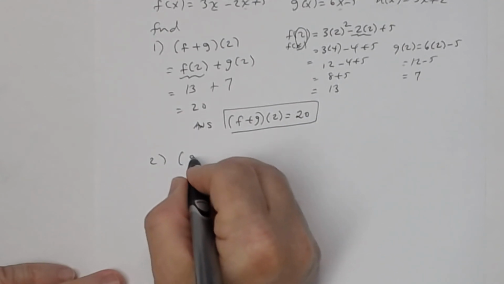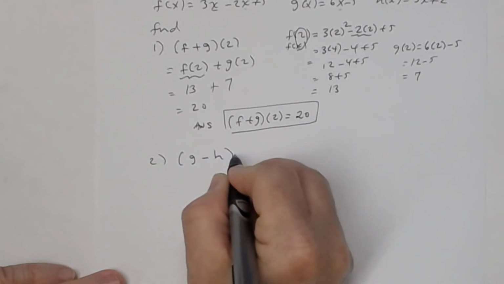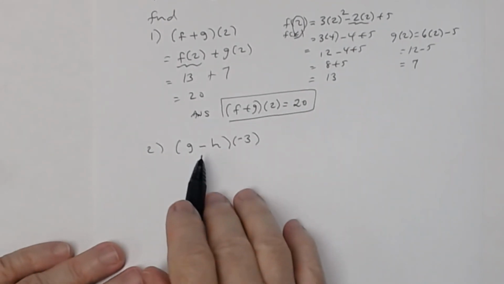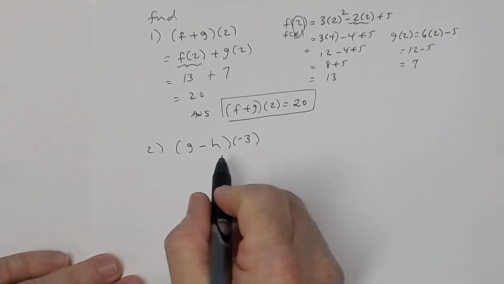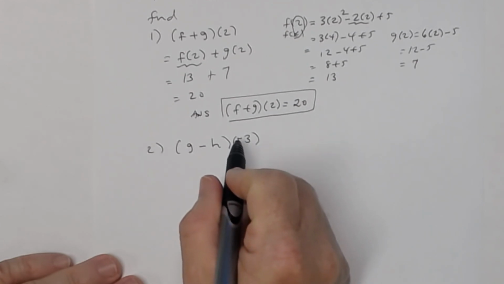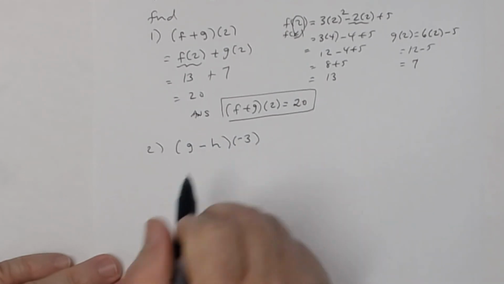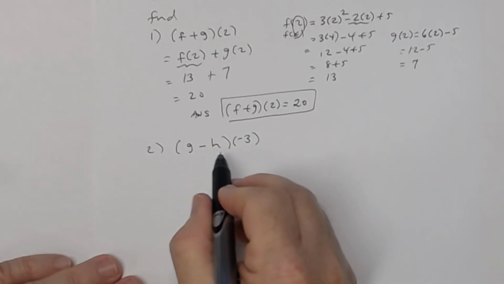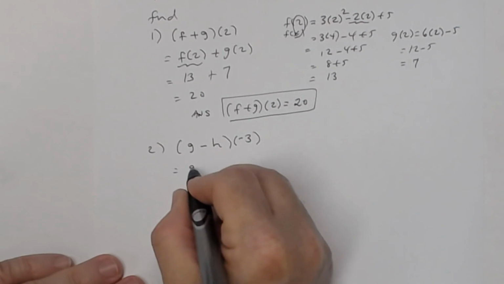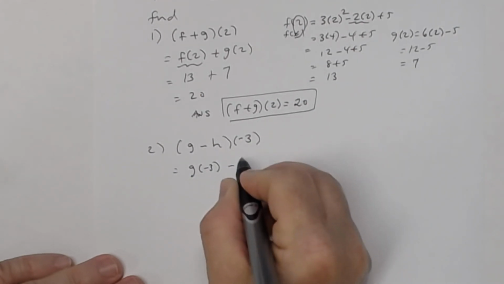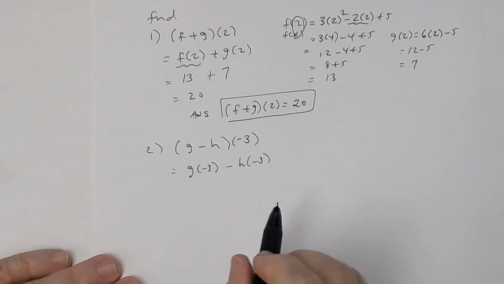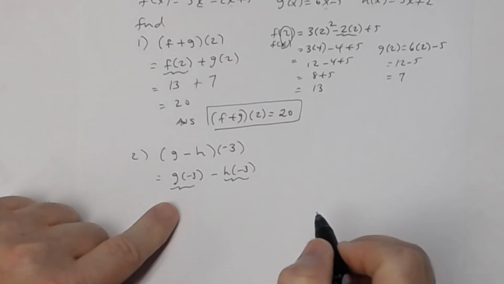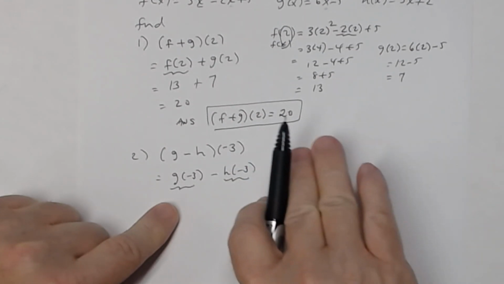Number 2, you have g minus h evaluated at negative 3. Same idea, you're going to use that notation. Remember, this does not mean multiplication. So don't think, hey, I'm going to multiply everything by negative 3. That's not what that means. By the algebra of functions, that means g of negative 3 minus h of negative 3. So now I'm going to find g of negative 3, then we're going to find h of negative 3. So let's do the work. You have to show the work.